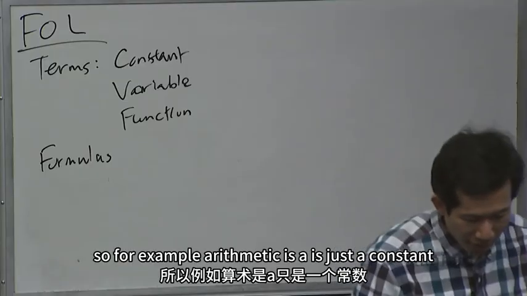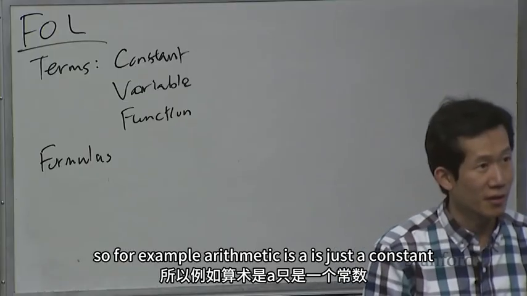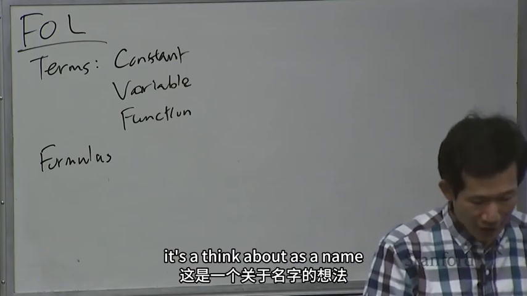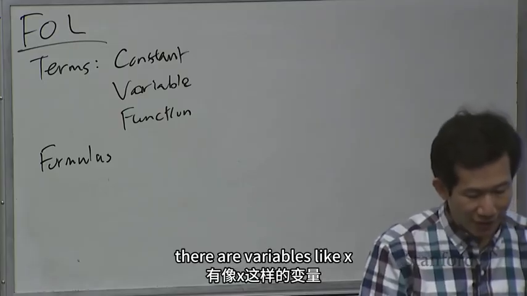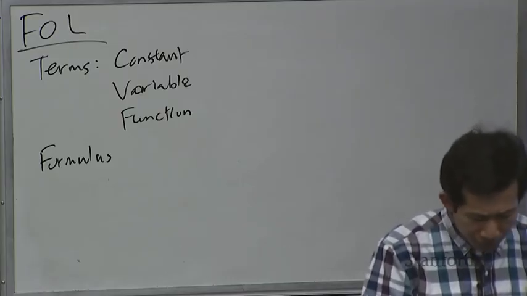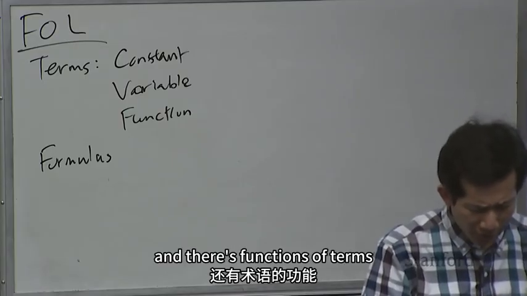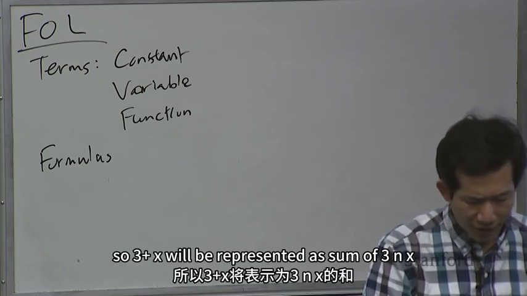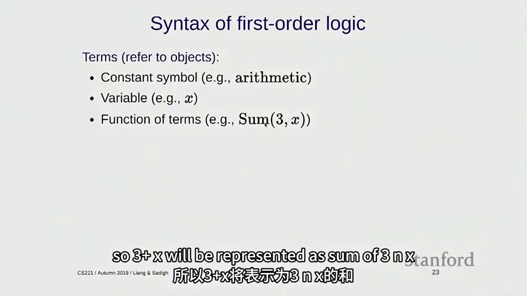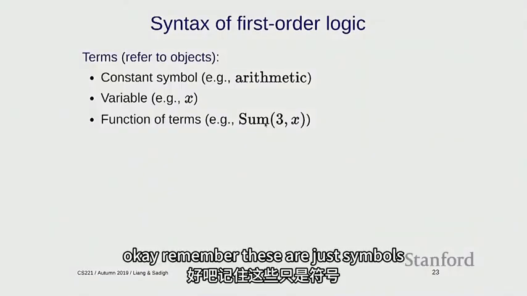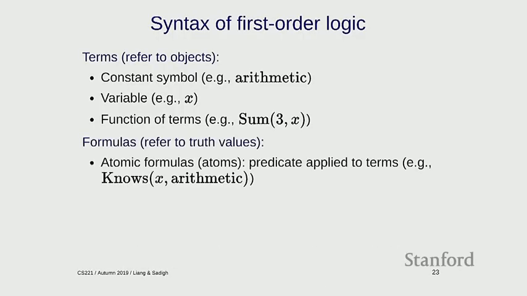So for example, arithmetic is just a constant. Think about it as a name. There are variables like x, which I'll explain later, and there's a function of terms. So 3 plus x would be represented as Sum(3, x). Remember, these are just symbols.